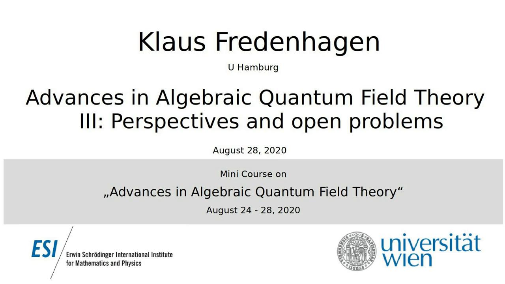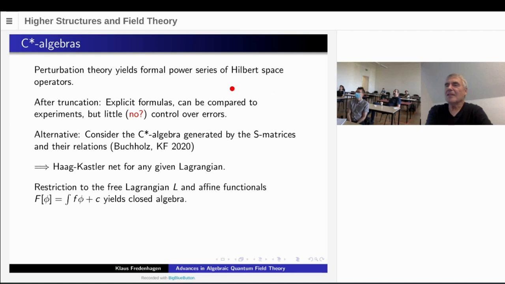So in the last lecture, I described how to organize perturbation theory, and in the sense you can construct the full theory. This construction yields at the end a formal power series, and you can realize this formal power series in terms of Hilbert space operators. So it's a very concrete construction. Of course, what you get is a formal power series, not a number.